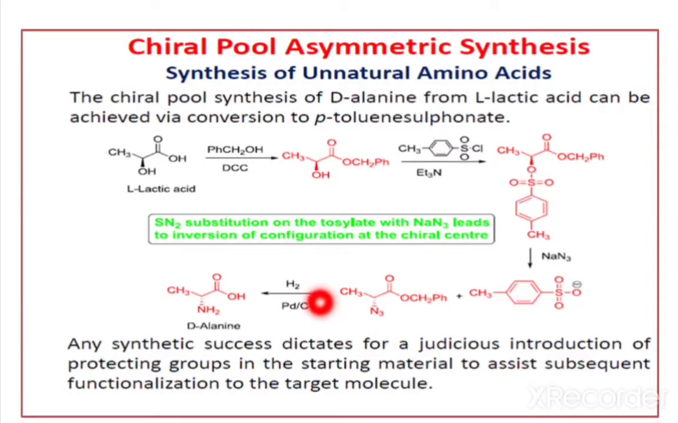Now the next step is palladium on carbon. There is deprotection of the carboxylic acid and we get the amino acid. That means this is the synthesis of unnatural amino acids. Any synthetic success depends on the introduction of a protecting group in the starting material to assist the subsequent functionalization to the target molecule. This is a simple way to generate the chiral pool.